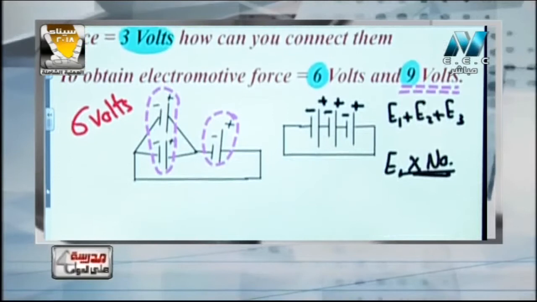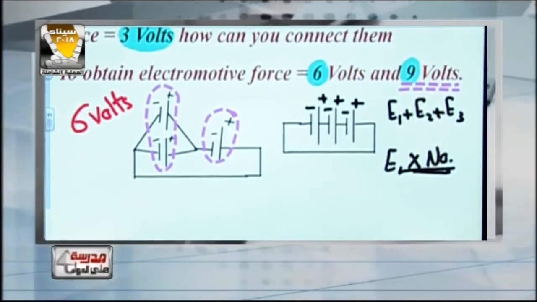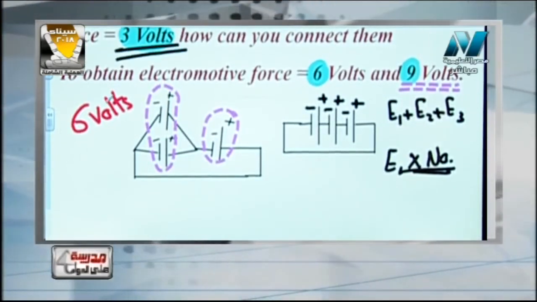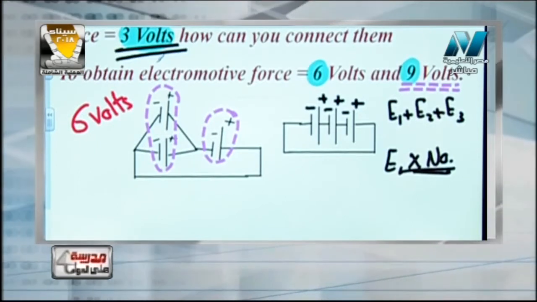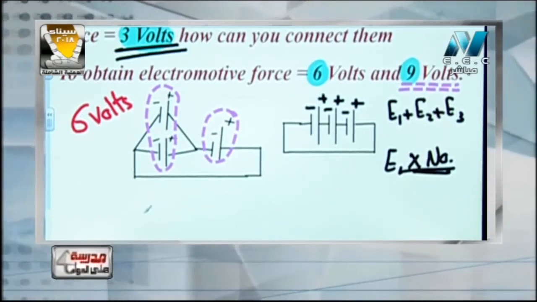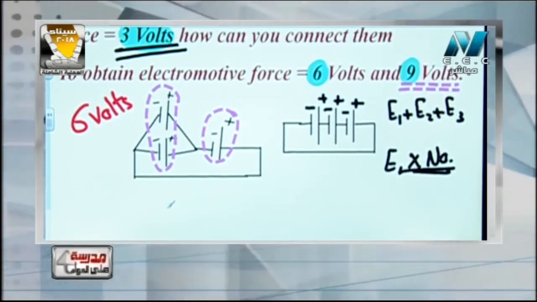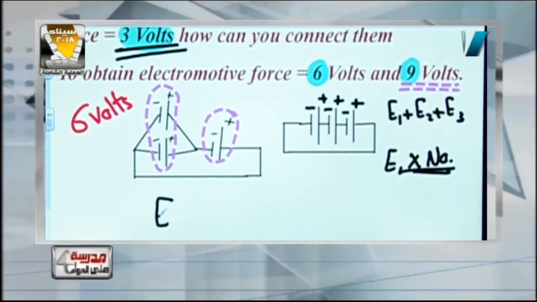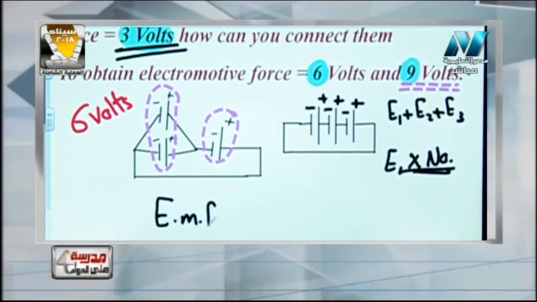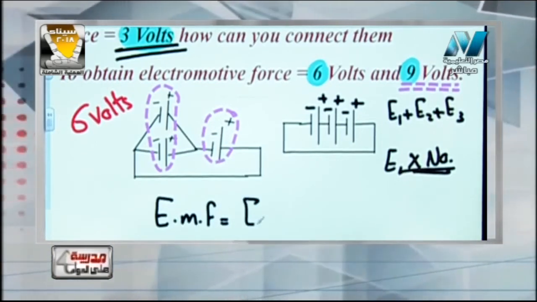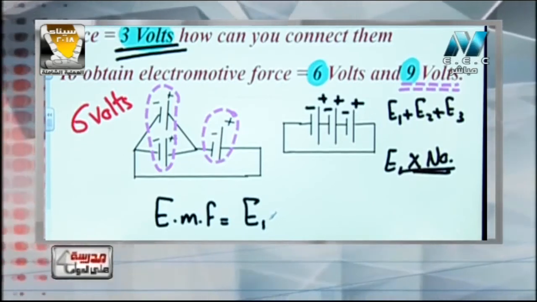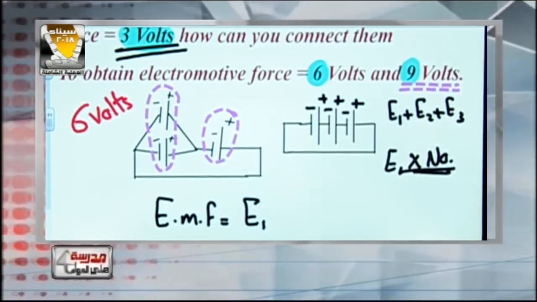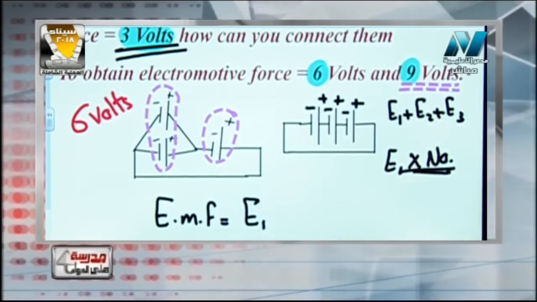But if we have to obtain, for example, 3 volts, I want all of them to give 3 volts. In this case we will connect them all in parallel, because in connection of electric cells in parallel the EMF equals what? Equals E1. Of course all positive poles are connected together and all negative poles are connected together.